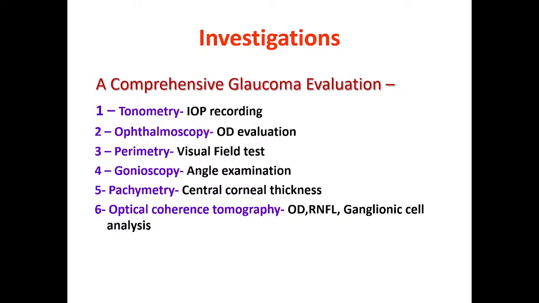So we have to do gonioscopy to examine the angle of the anterior chamber, because we want to differentiate between angle closure and open angle glaucoma, because the line of management is totally different for these two types of glaucoma. So it is very important to do gonioscopy in each and every patient of glaucoma, whether it is primary or secondary, or angle closure or open angle.